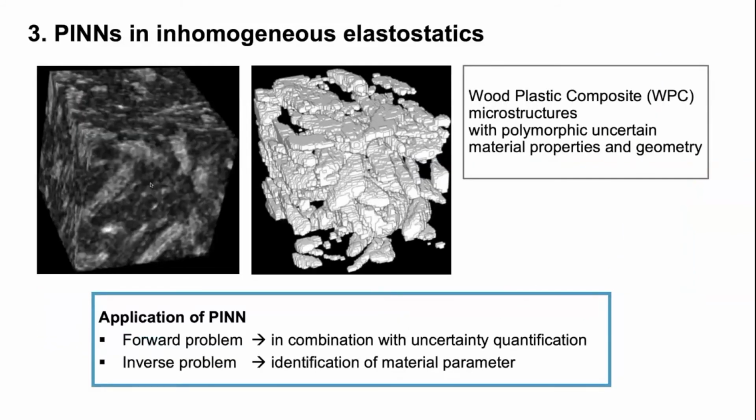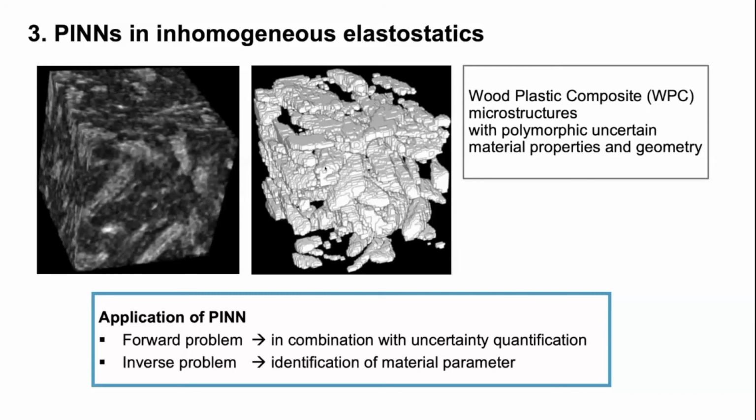Another idea is to apply these PINNs in inhomogeneous elastostatics. Also a topic of a PhD student, Alex Henkes. He was working with wood plastic composites, microstructures with polymorphic, uncertain material properties and geometry. And this is also something where PINNs can be very interesting for the forward problem in combination with uncertainty quantification. So when we're dealing with uncertain material parameters, and for the inverse problem in order to identify material parameters.